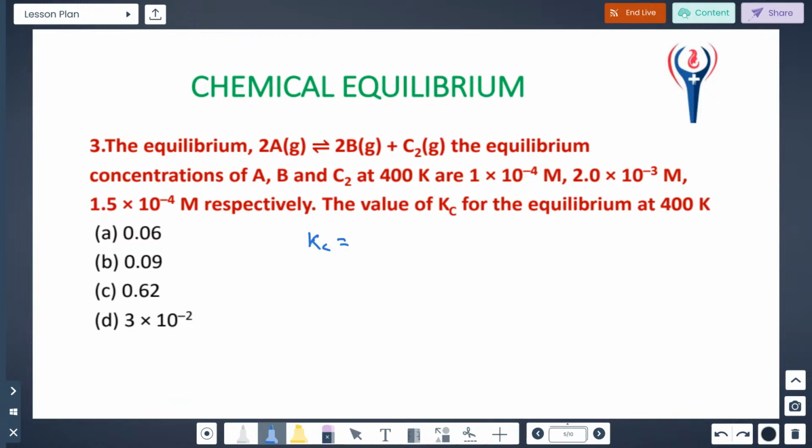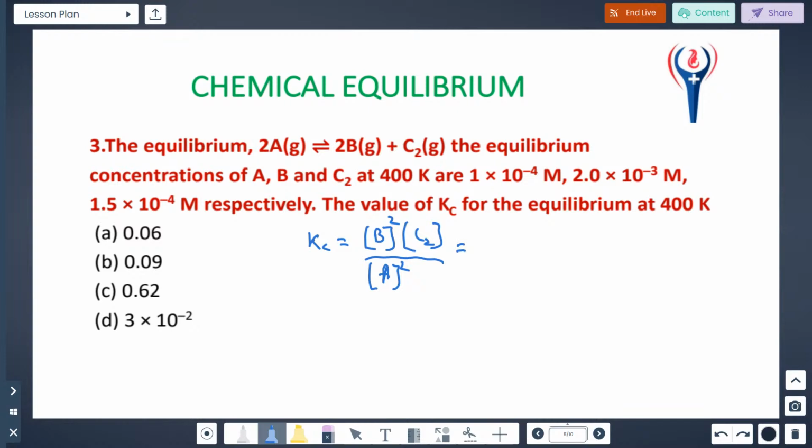Product by reactant. So concentration of B power 2 into concentration of C2 by concentration of A power 2. Are you following? Understood? You just write the equilibrium constant, right hand side, product concentration by reactant concentration. So they are asking to find only the Kc value. All the concentration values are given. You just substitute, then we can get an answer.